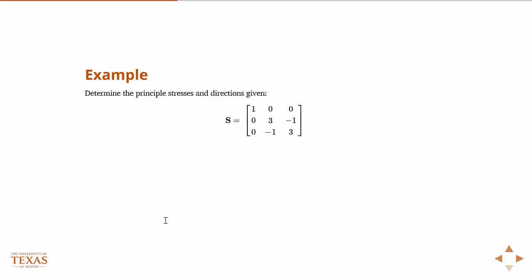Characteristic equation. We have to come up with the characteristic equation. How do we do that? We want to solve the determinant of S minus lambda I equal to 0 for lambda. Okay? So the first thing we'll do is write down S minus lambda I.